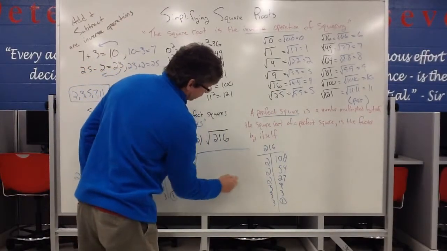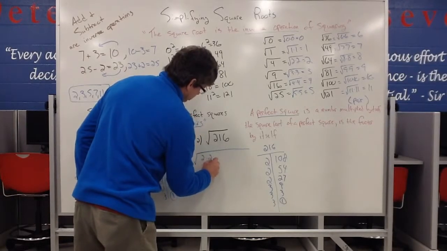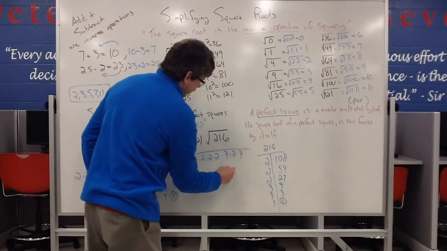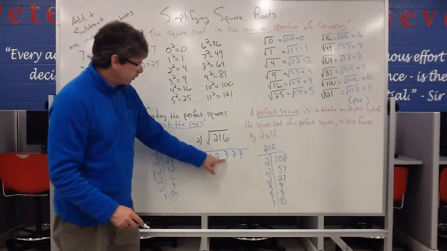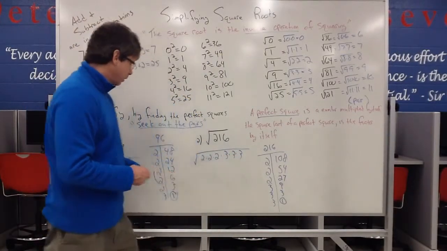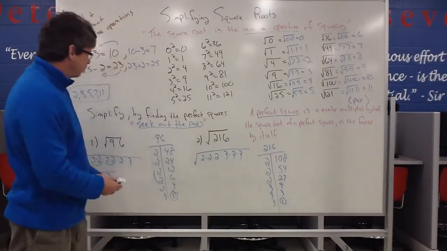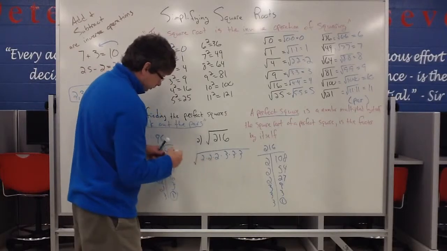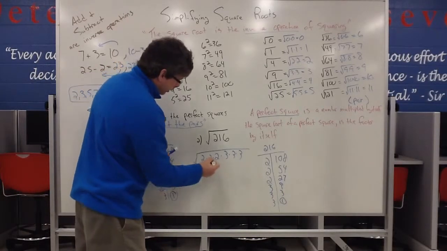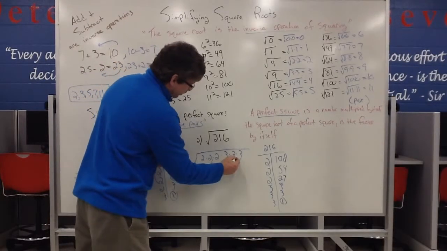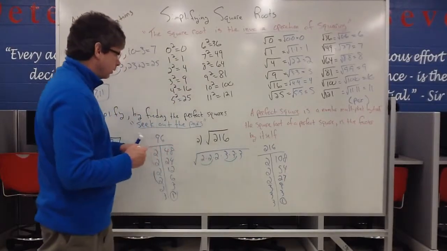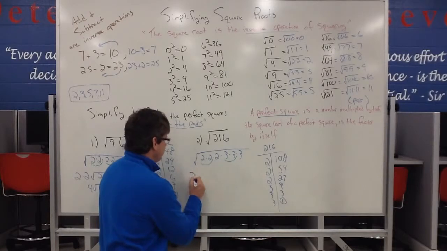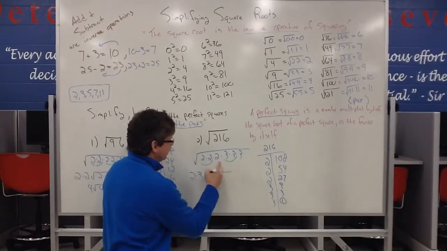So I have 1, 2, 3 2's, and I have 1, 2, 3 3's. So what I have is 2 times 2 times 2 times 3 times 3 times 3. Now to simplify, what we want to do is seek out these pairs. So I pair them up. So I want to pair up these 2's, and I want to pair up these 3's. So this tells me that I can bring out a 2 and a 3. So a 2 and a 3 come out. What's left is a 2 and a 3.